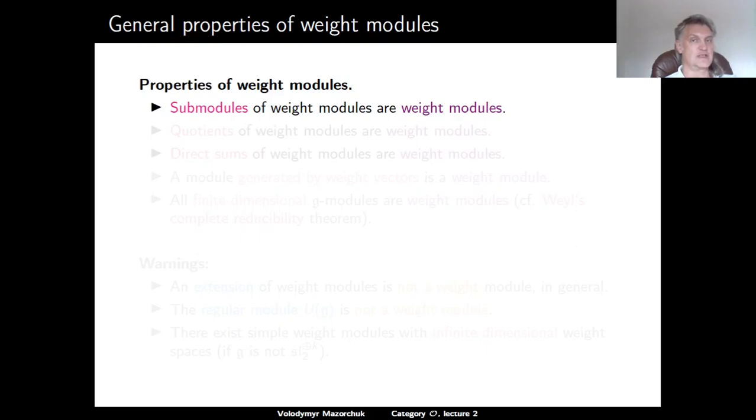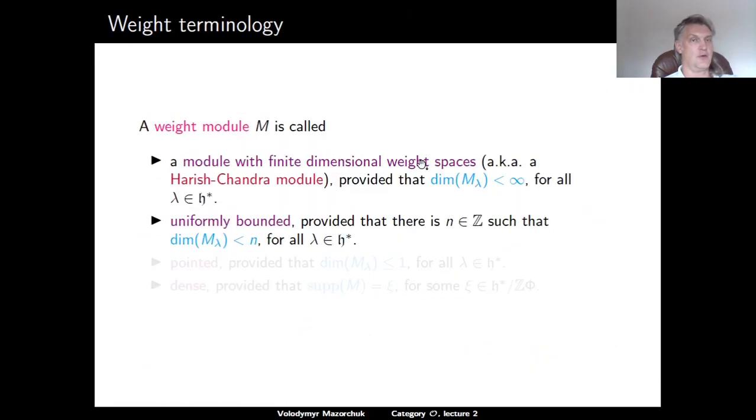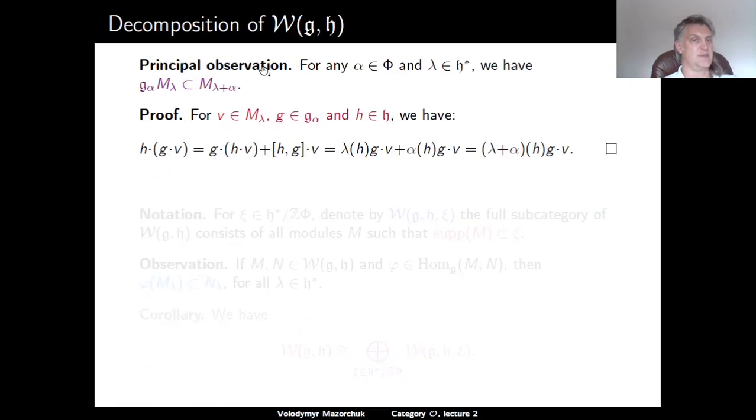Submodules of weight modules are weight modules. So if you have a module on which H acts semi-simply, it should act semi-simply on any submodule. Quotients of weight modules are weight modules. Again, if H acts semi-simply on some space, it acts semi-simply on any quotient. Direct sums of weight modules are weight modules. This is clear. A module generated by a weight vector, or by a set of weight vectors, is a weight module. So this follows directly from this principal observation.